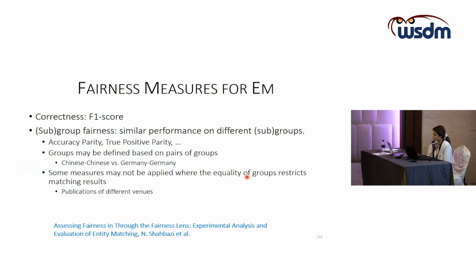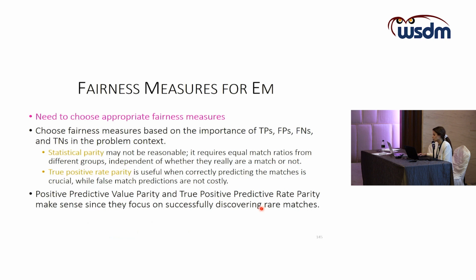The more... for fairness, the most commonly used type of fairness in this setting is subgroup and group fairness. And the goal here is to verify whether the matcher has similar performance on different groups or defined subgroups. So the groups can be defined based on just a single side of the pair, for example just matching American authors, or it can be based on pairwise matching, German authors to German authors. And there are different fairness measures that can be considered, but not all of them can be applied in this task of entity matching, or not all of them make sense. And we need to choose appropriate fairness measures for entity matching.